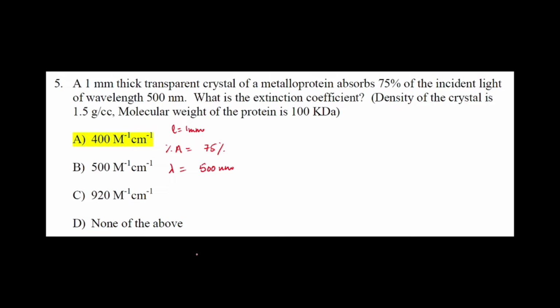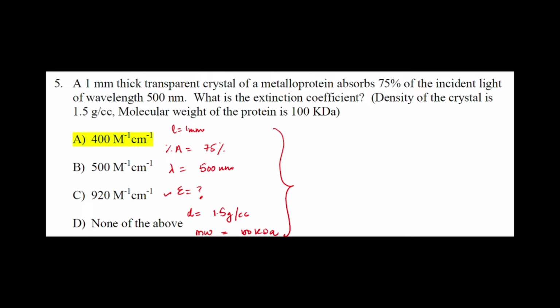All right. What is the extinction coefficient? We need to figure out the extinction coefficient. Density of the crystal is 1.5 gram per cc. So density is also given, 1.5 gram per cc. Molecular weight of metalloprotein is 100 kilodalton. So we have been given these information. All we need to do is somehow rearrange this information and get to the value of extinction coefficient. Let's try and solve this particular question.